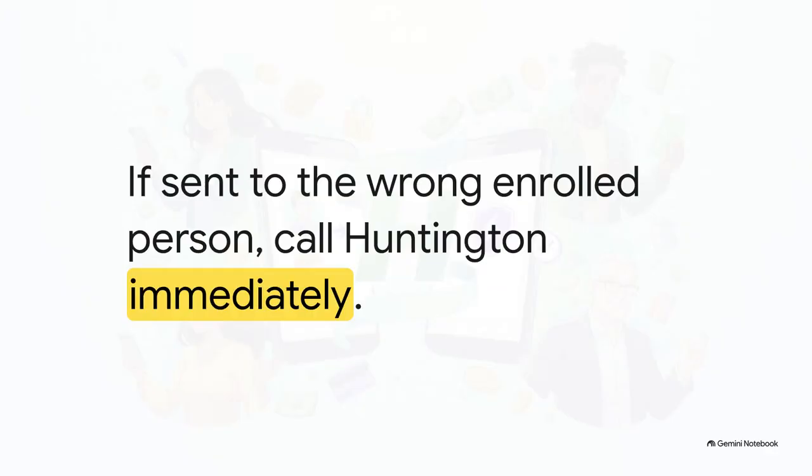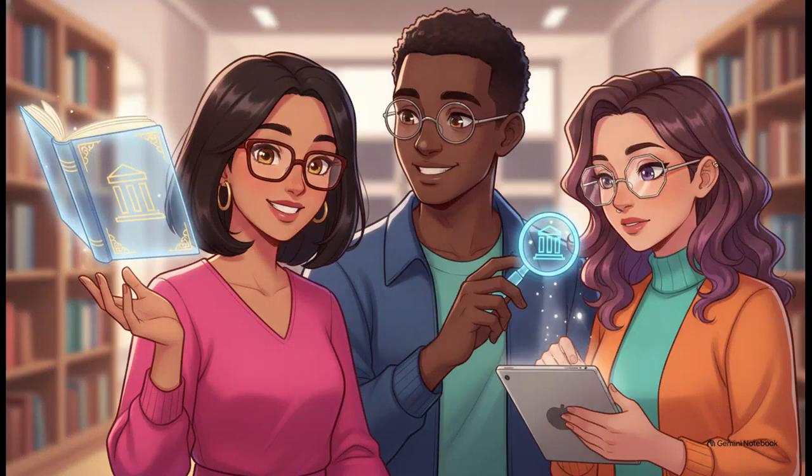But what happens if you do make a mistake? Well, you can only cancel a pending transfer if the recipient hasn't actually enrolled in Zelle yet. If they're already in the system, the money's gone. If you realize you sent cash to the wrong person, you need to call Huntington customer support immediately at 888-251-4628. Seriously, call them right away to see what your options are. Again, that number is 888-251-4628.